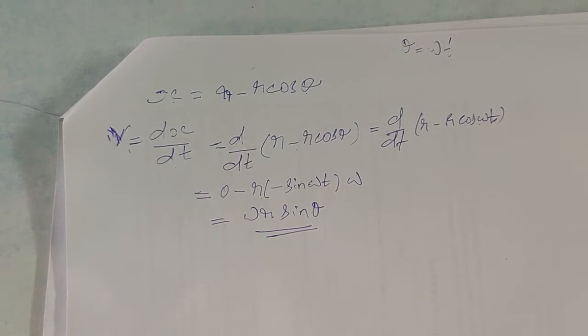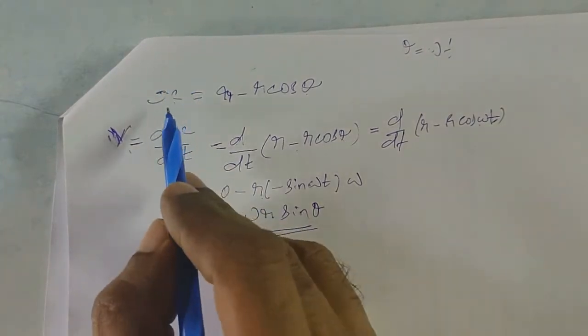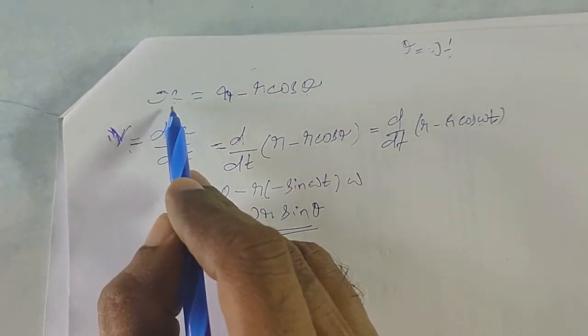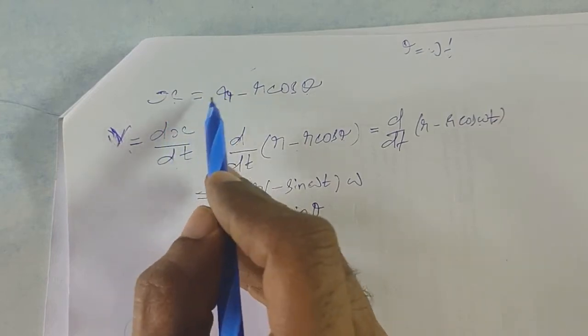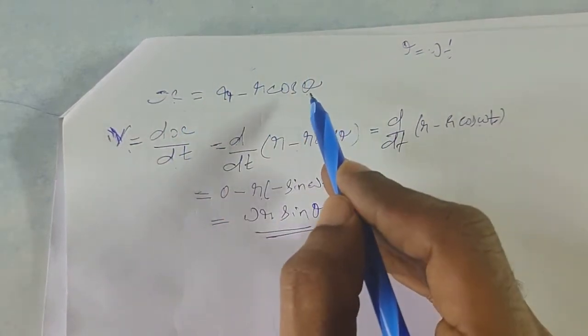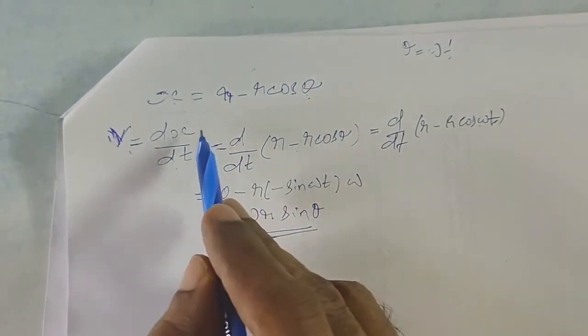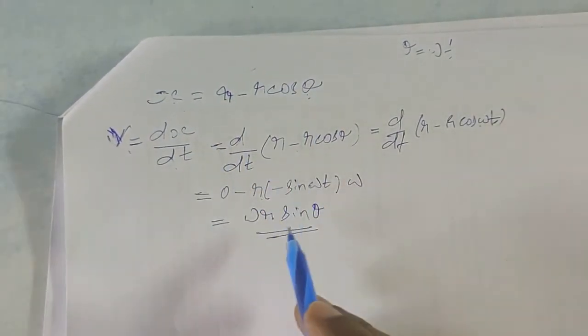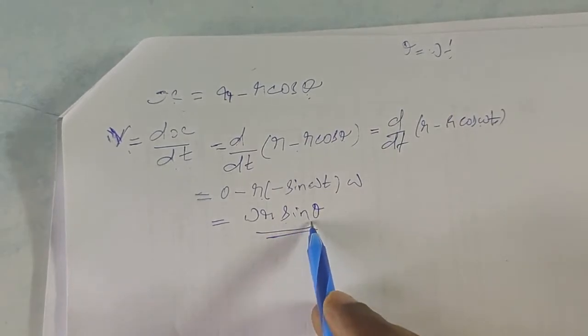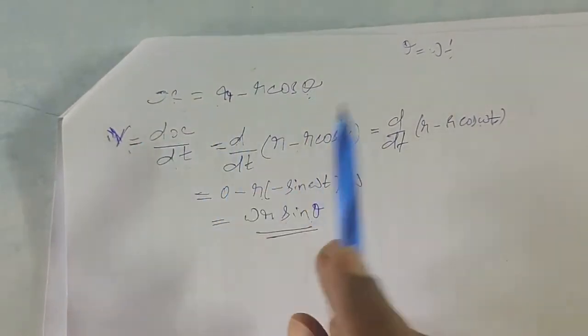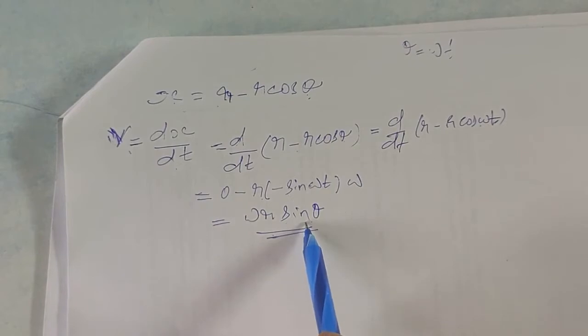So x is the distance through which the piston moves from inner dead center to outer dead center when the crank rotates through an angle theta. So that means the velocity of the piston is equal to dx by dt, and it is obtained as omega r sine theta, on differentiating this one.